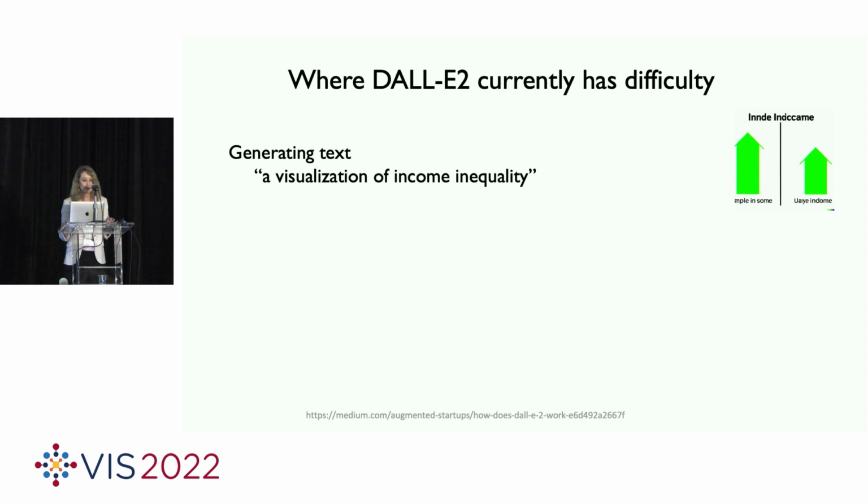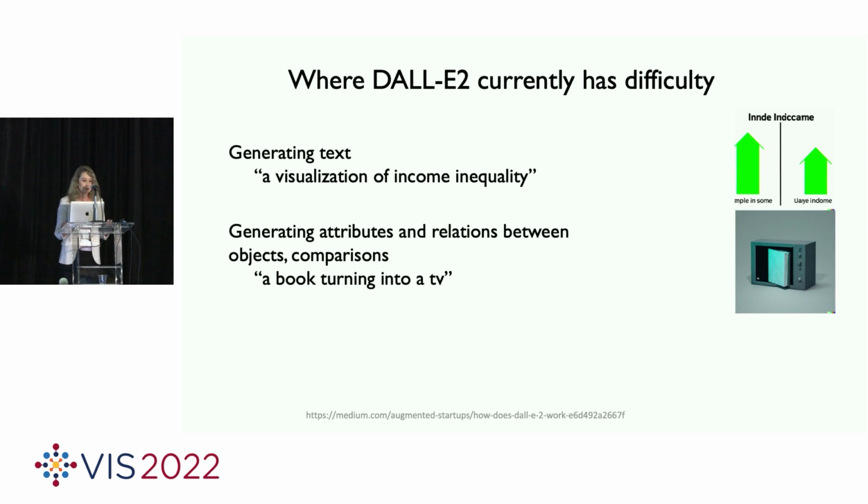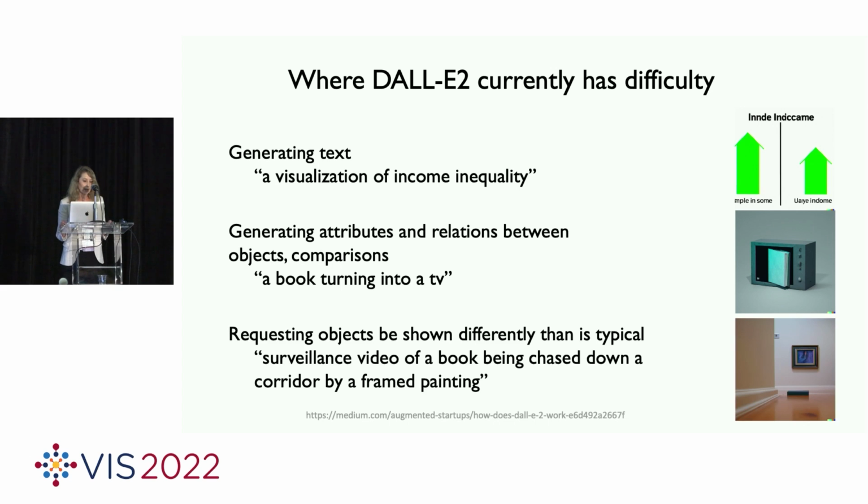I wrote a visualization of income inequality, and this is what I got. So I don't think everybody needs to worry too much yet for this. It's not good at generating attributes and relations between objects and comparisons. So I typed a book turning into a TV, and it looks like I'm putting a book in a microwave or something. And it's not very good at showing objects differently than how they're typically shown in the training data. So here I asked for surveillance video of a book being chased down a corridor by a framed painting, and it just put the book on the floor.